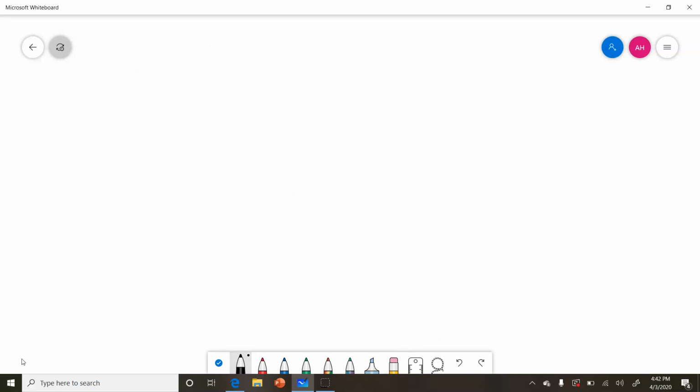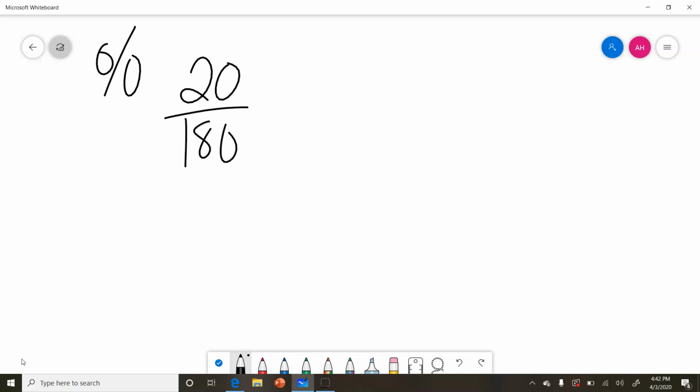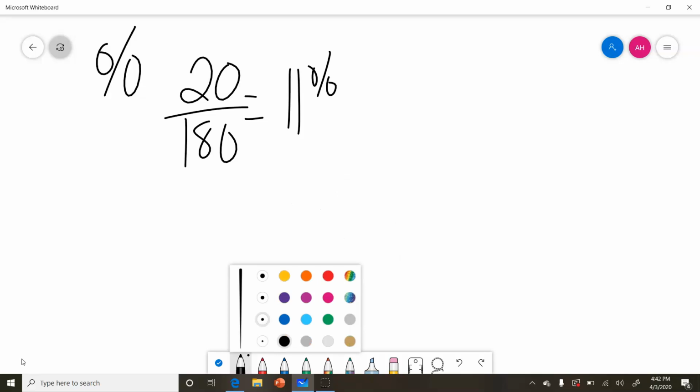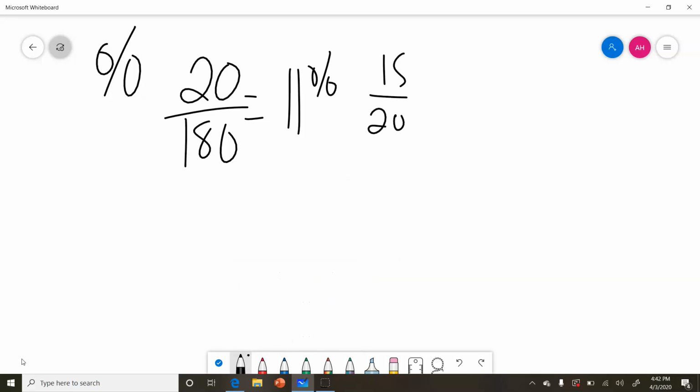Now, I want to find the percent of each one. So I do 20 divided by 180. That represents his church. 20 divided by 180 is 11%. That means on the circle, his little section that's church is going to be 11%. Then I take the 15 in the savings, 15 divided by 180, and that equals 8%. So that's only going to be a small 8%.